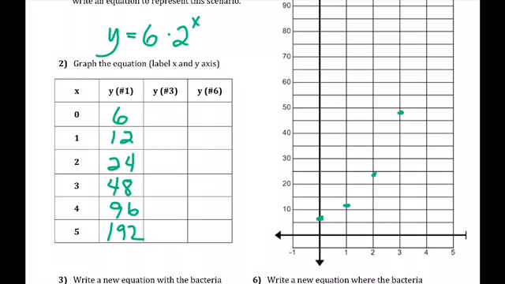And then I've put the points on the graph, and then don't forget that we need to label. And so this is going to be the hours on our x-axis, and our y-axis is going to be the number of bacteria. And then since we're graphing the equation, we're going to connect the points.